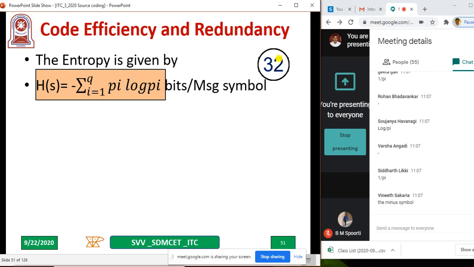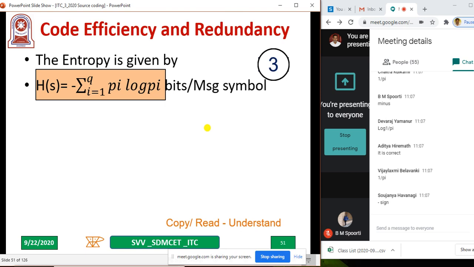Siddharth, 1 by PI should be there. The minus symbol is there, Vinith, very good. Abhay Bhatt, very good. Observe this negative. When I say negative here, there is no need to write 1 by PI. If this negative is not there, I have to write down 1 by PI. Very good. Saujanya and Aditya, Spurti, many students have explained this. Very good. Let us go to the next.